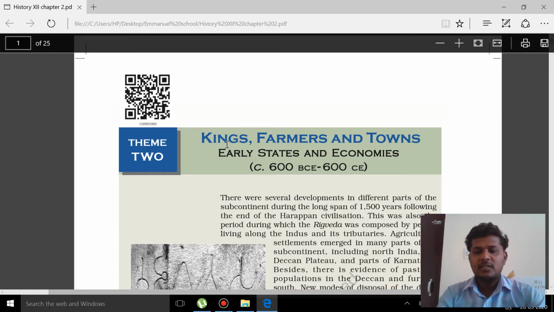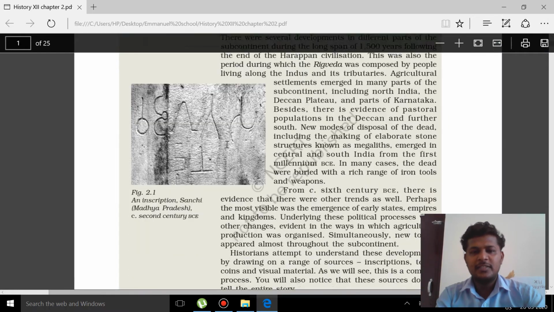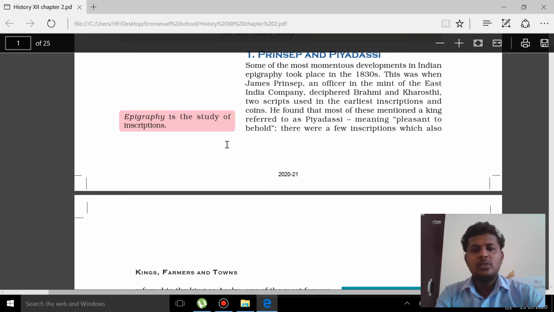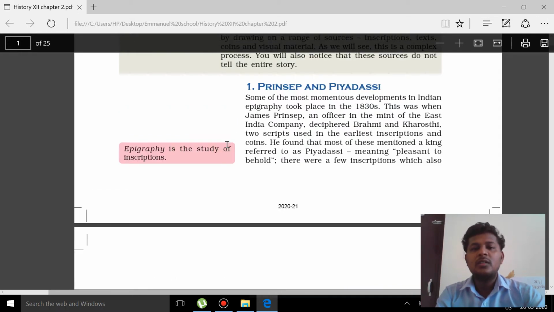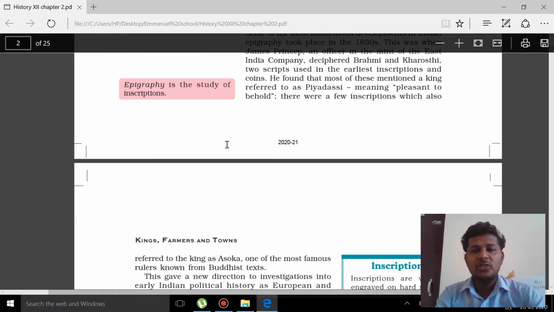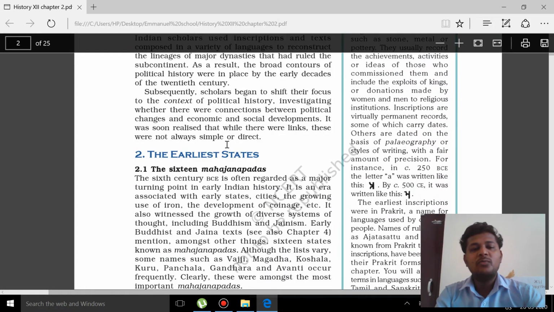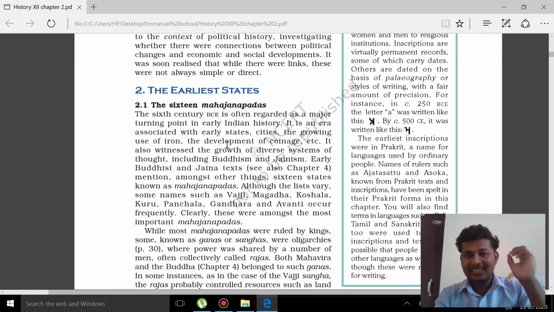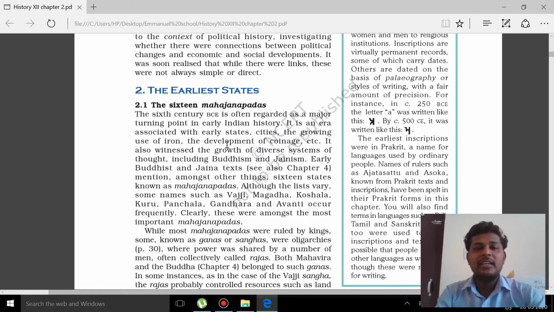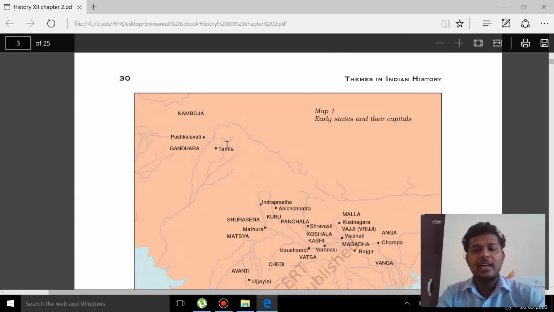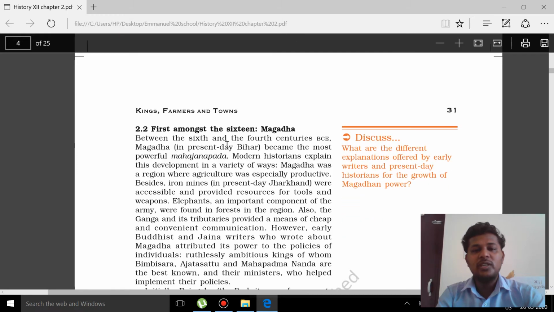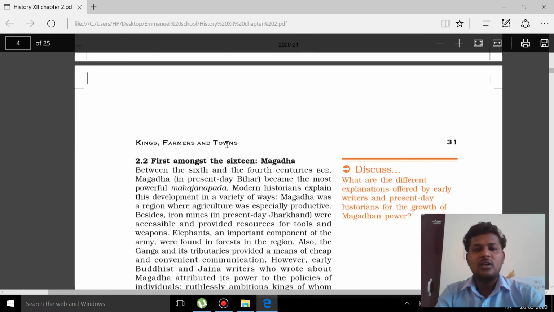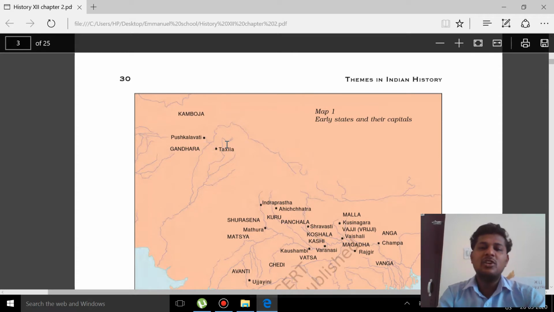Yes, we are done with the first topic of the second lesson. The first topic we did was who is Princip and what he has contributed to Indian history, and we went on to see the most important long answer of this lesson, that is why the 6th century is often regarded as a major turning point in early Indian history. We did that, and this contained even the short answer, why Magadha is considered to be the most powerful Mahajanapada. So this long answer contains even this short answer. That means we have done one long answer and one short answer for this lesson.